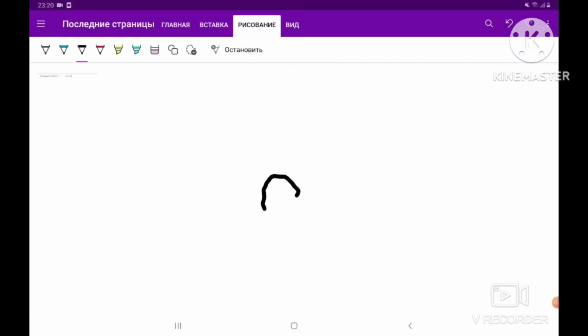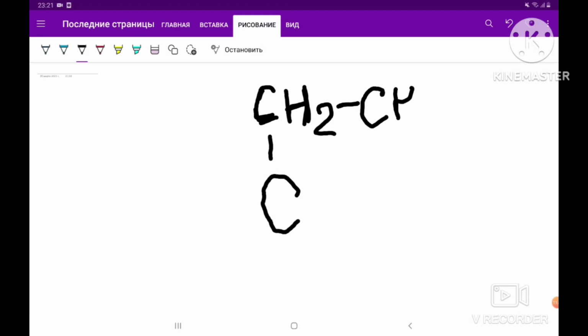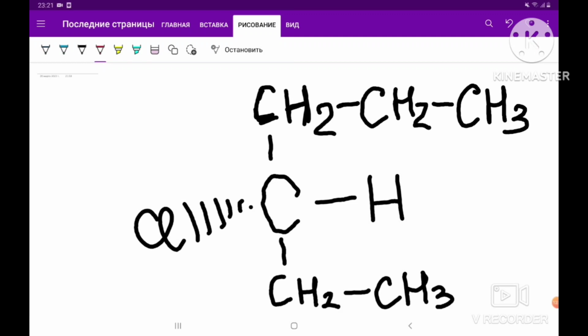Well, let's now take another example. Let's take a molecule where hydrogen will be neither in the front nor in the back. It will be directly on the plane. So hydrogen will be on the plane. What can we do in this case? Here we will not use the method we used before. Here we will use the circle method.